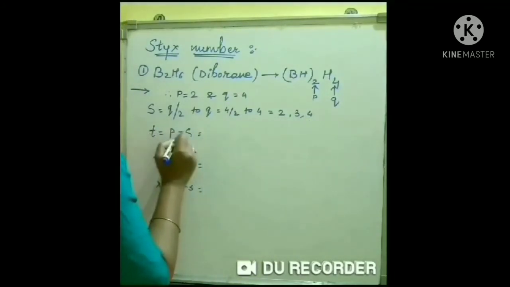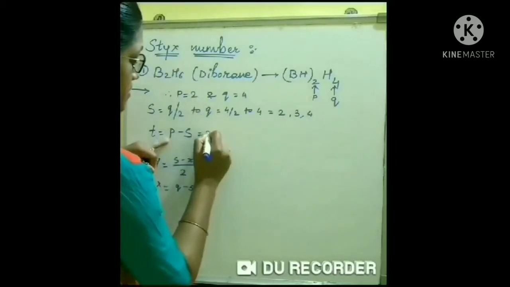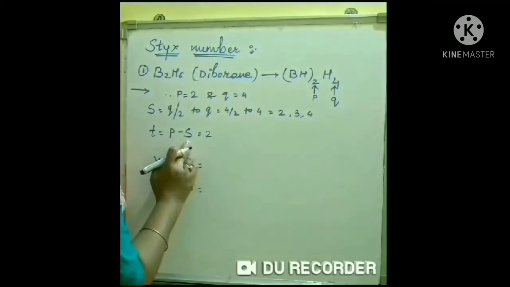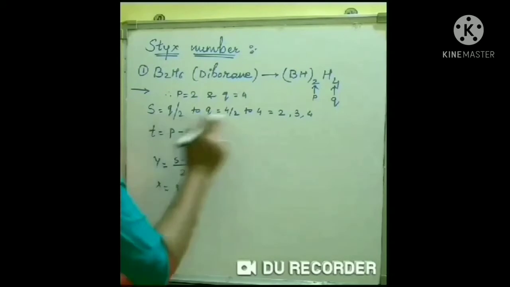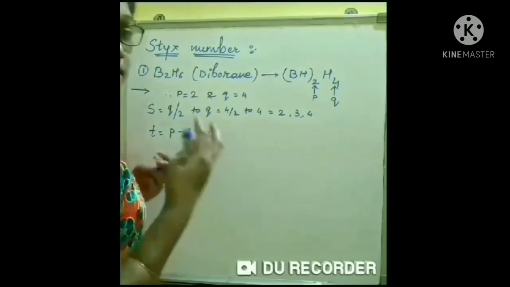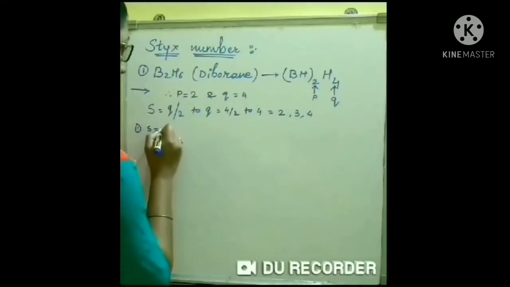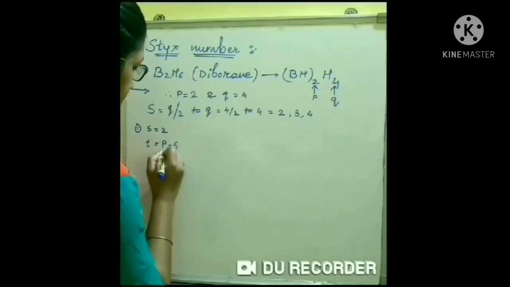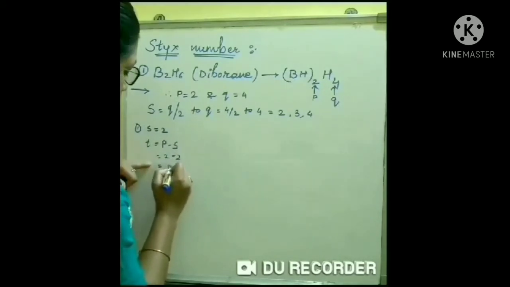Then second, the value of T is equal to P minus S. Here the value of P is 2. But what will we write in the place of S? There are 3 different numbers found for the value of S, so you have to use each value to find the value of T. So there will be 3 different answers. First, let's take S equal to 2. Then T will be P minus S, that is 2 minus 2, so the value of T will be 0.